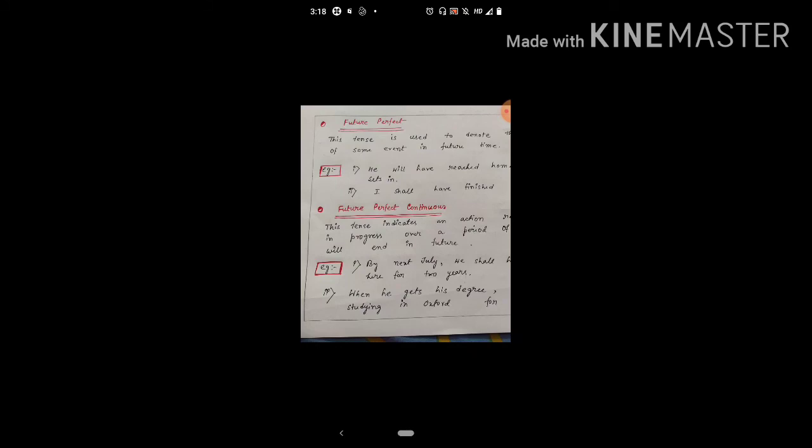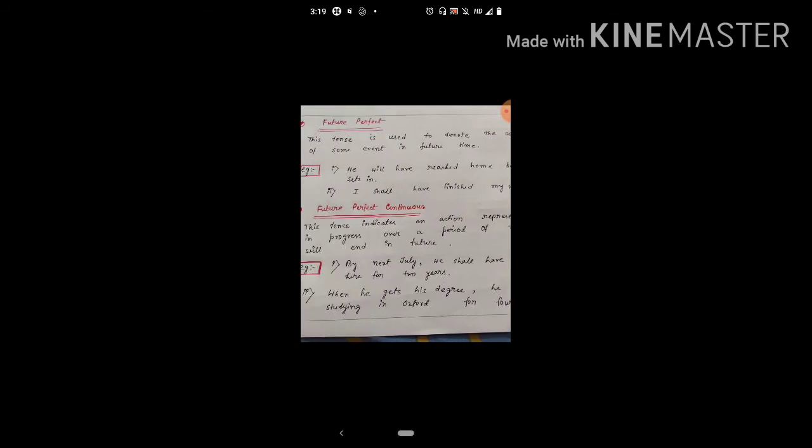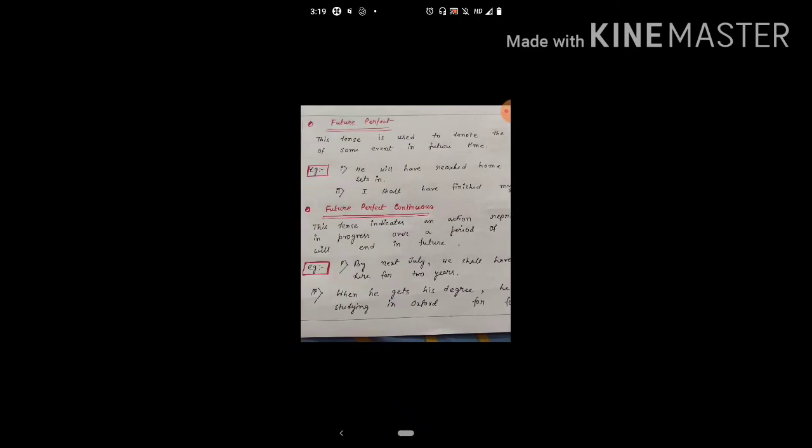So, when this tense is used, this tense indicates an action represented as being in progress over a period of time that will end in future. That means in future perfect continuous tense, an action will start in future and will be continuing for some time in future and also will end in future. So here in the future perfect continuous tense, a duration of time or a period of time is specifically mentioned.